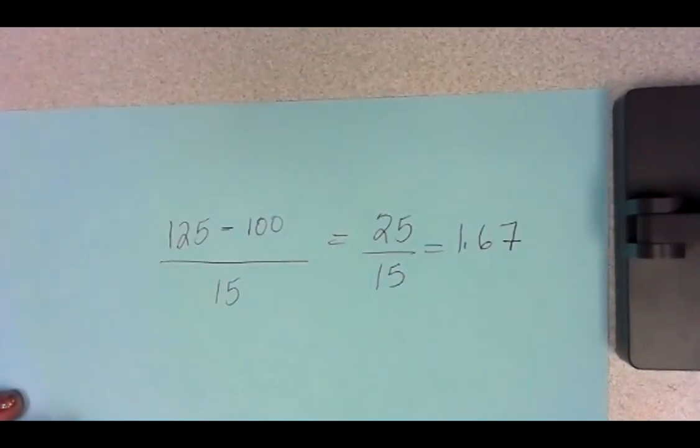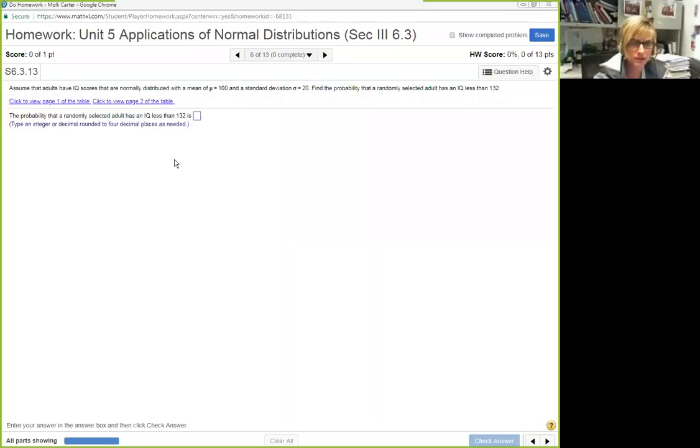Notice I'm always rounding to 2 decimal places because that's what your table gives to you. Then the problems get a little bit more based on real life. So we know that the adults, we're going to assume that they have IQ scores normally distributed, mean of 100, standard deviation of 20, and we want to know an IQ less than 132.